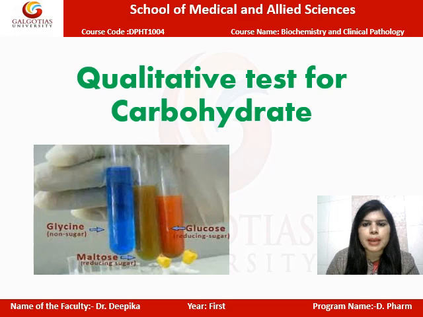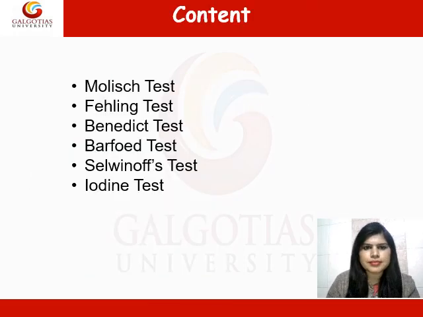Quantification of a sample, in contrast, is known as quantitative analysis. In today's lecture, we study the chemical properties of carbohydrates, or how we can identify an unknown carbohydrate by carrying out a series of chemical reactions.